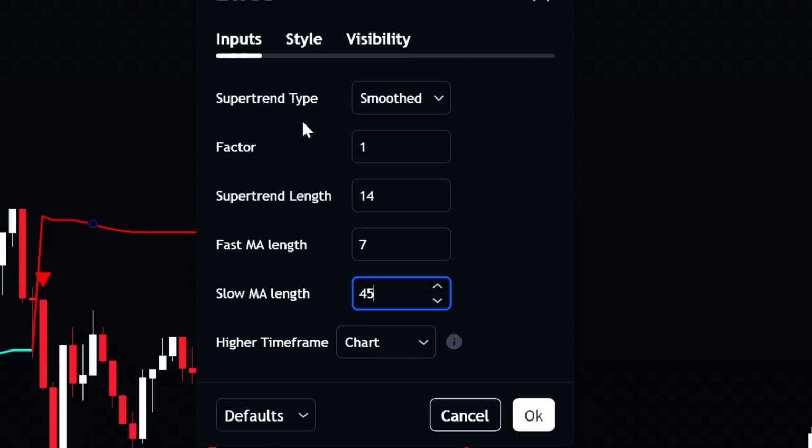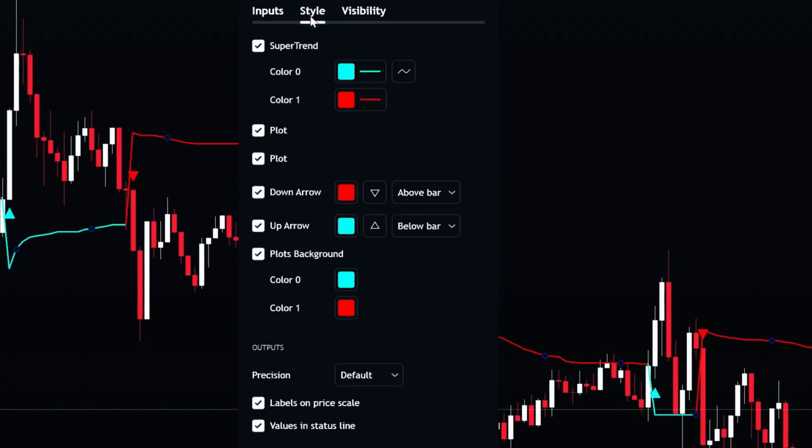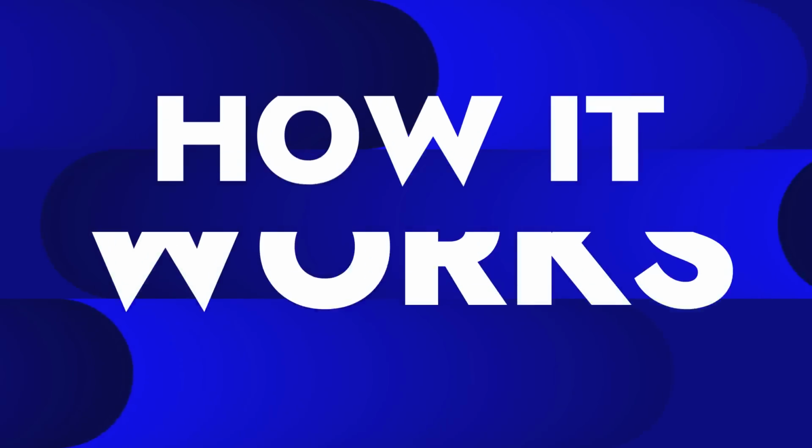Okay, now let's go to the style tab, and here we're gonna turn off the super trend and plots options. Make sure the down arrow is set to above bar and the up arrow is set to below bar. Also turn off the plots background option. And that's it. We've just customized this buy and sell indicator to give you even more accurate signals. Let's see how it works in action.